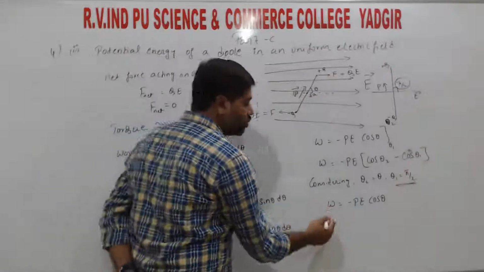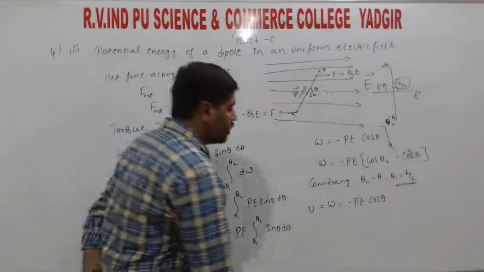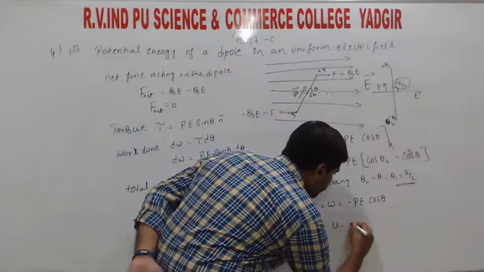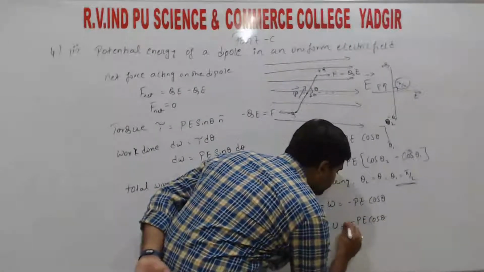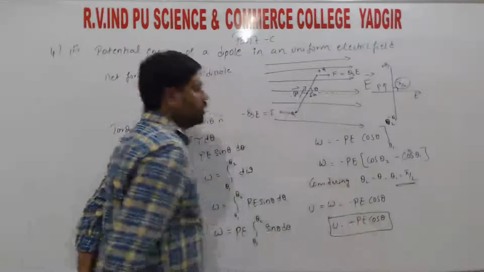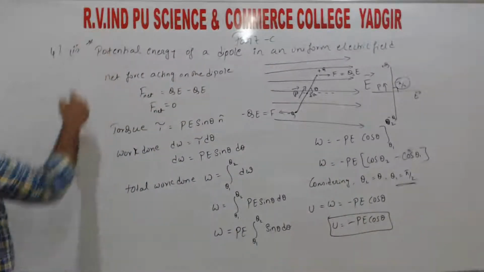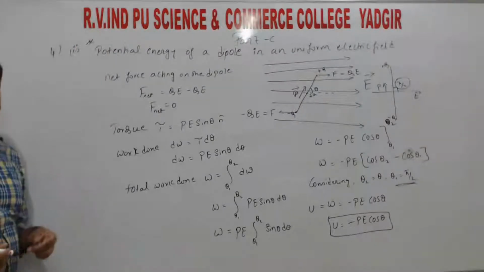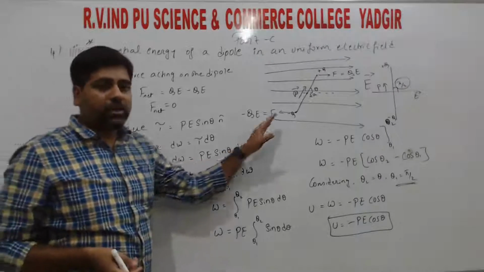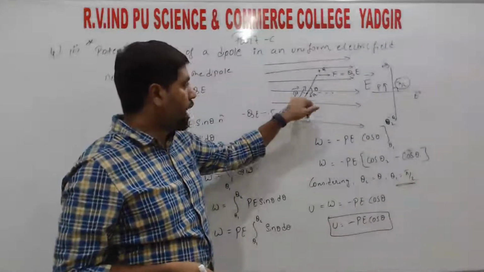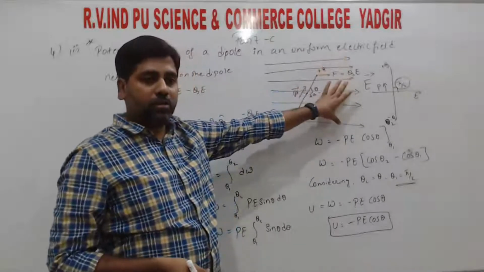This work done is stored as the potential energy. So U is equal to minus PE cos theta. This is the final expression and it is a very important relation. Simply, first we need to consider one dipole having the dipole moment P placed in a uniform electric field.